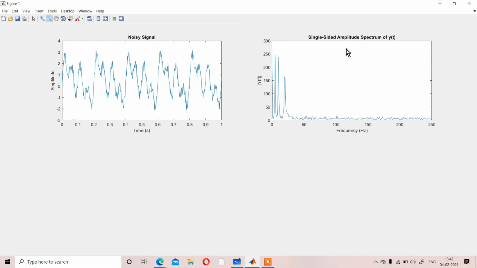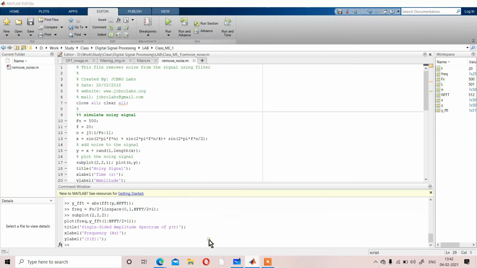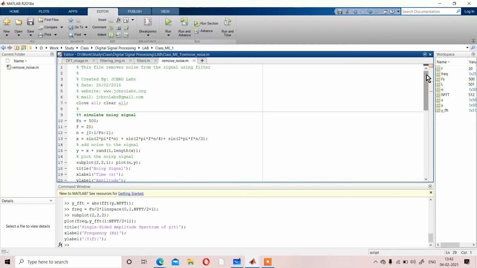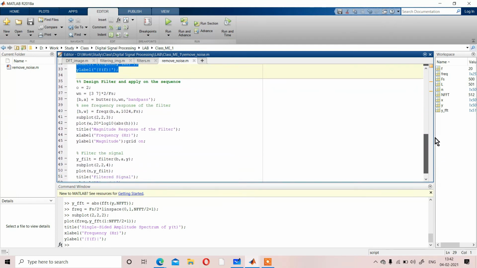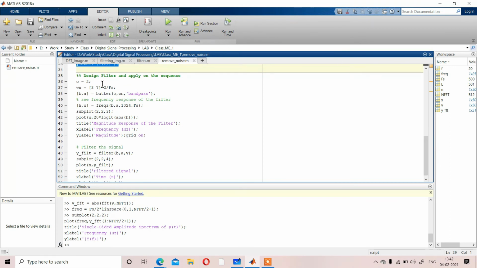This is your representation of the signal in the frequency domain. After that, depending on that representation, you have to design the filter. So initially we are designing a filter, suppose the Butterworth filter. I will go into detail on the Butterworth filter later. Just keep the name in your mind.